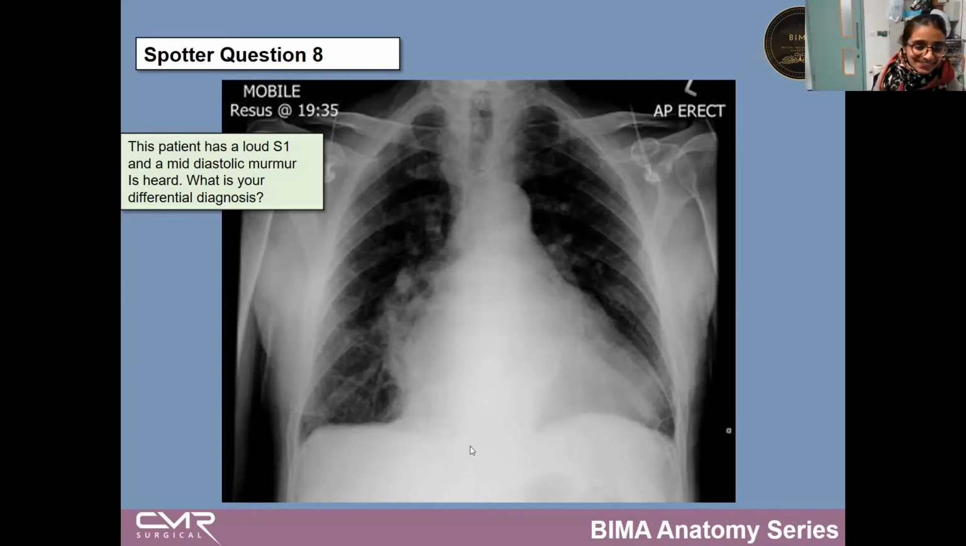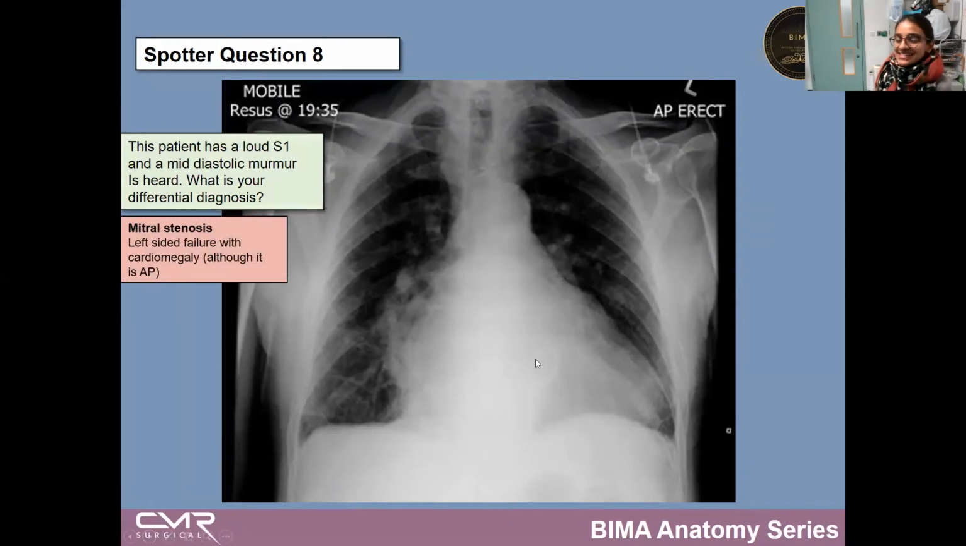Did I oversell that as a really hard question, but actually it was really easy. So mitral stenosis, exactly. And you can see that on a chest radiograph as a really big heart.